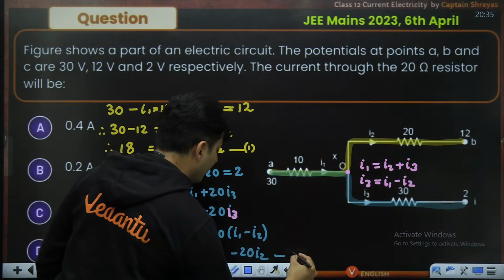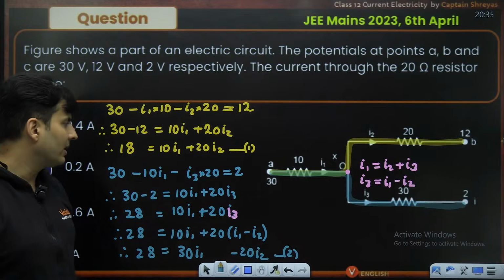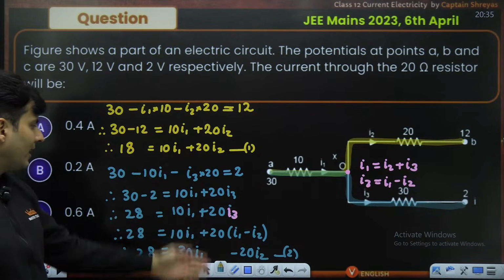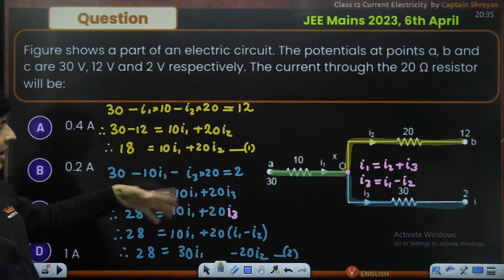So now this I can call it equation number 2, and now you can solve this because this is I1 I2, this is also I1 I2. Now this is solvable. In fact, you can just add both of them and easily you will get I1. From I1 you can get I2 and then you can also get I3.